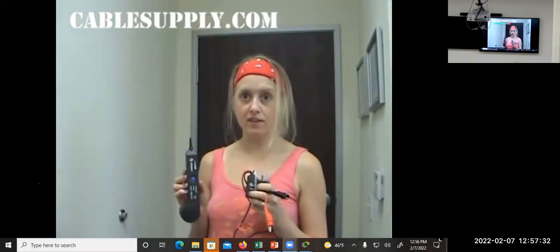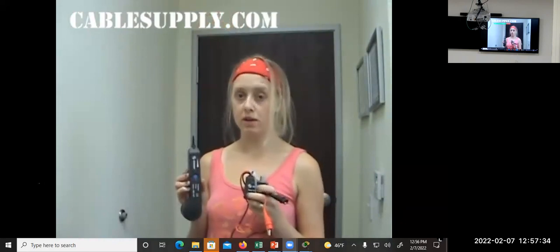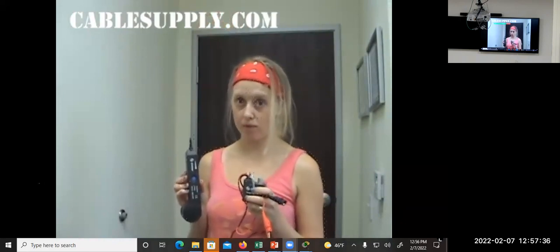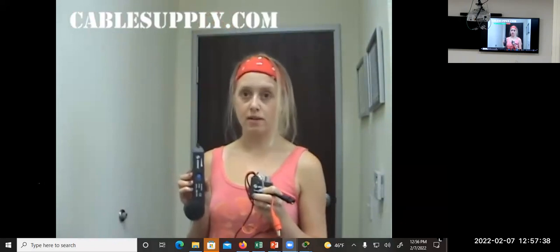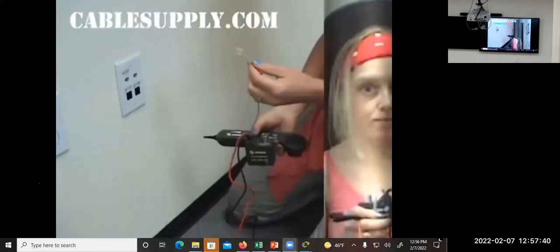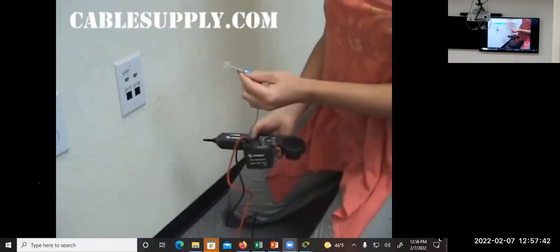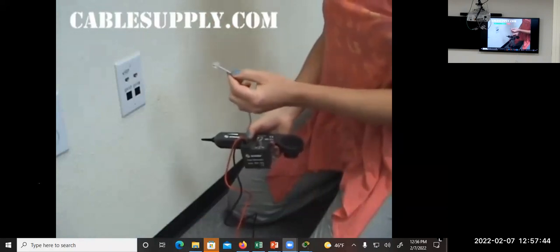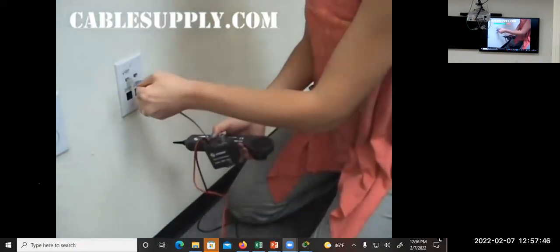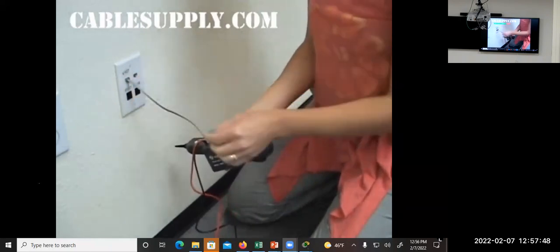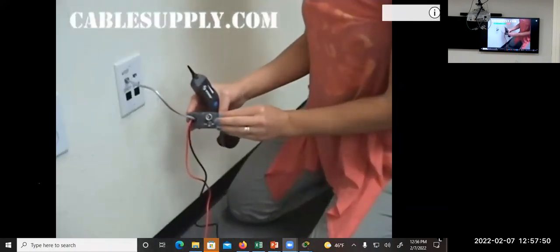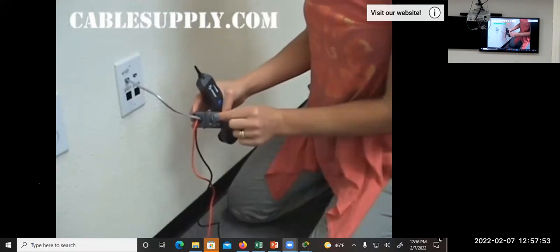Now that I've verified that the system is working, I'm going to plug the mod plug into the jack on the wall. This is the jack that I want to identify at the backboard. All you need to do is plug the mod plug into the jack that you want to identify. Make sure that the tone generator is set to tone.